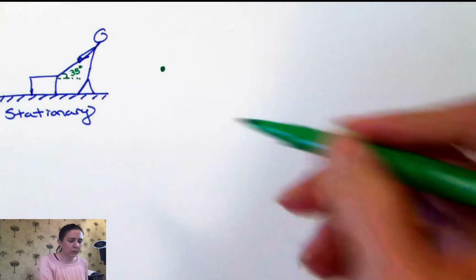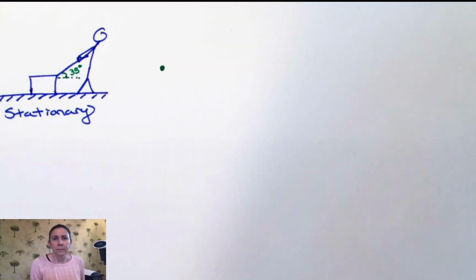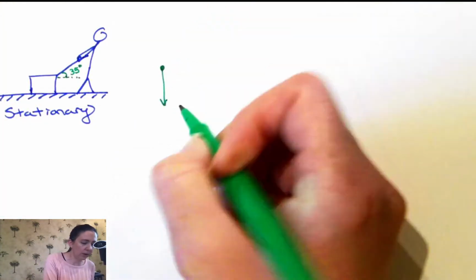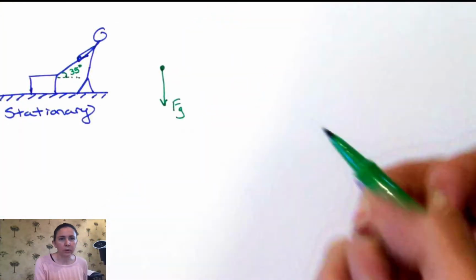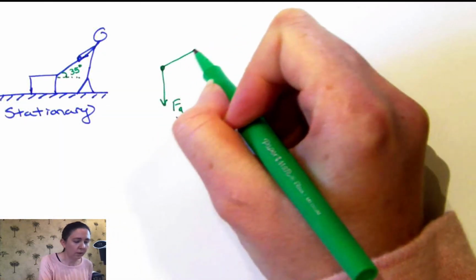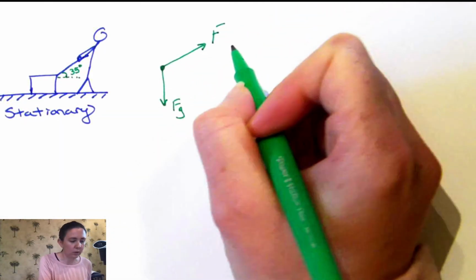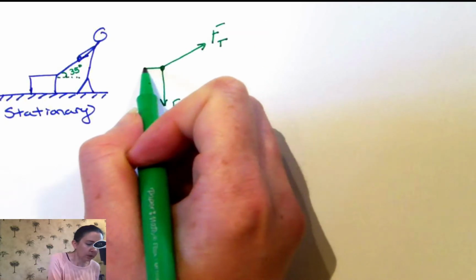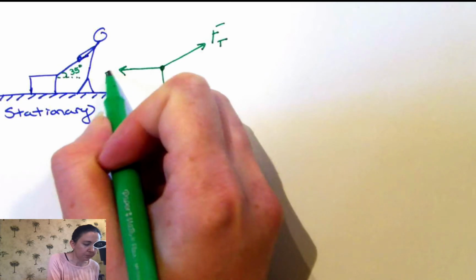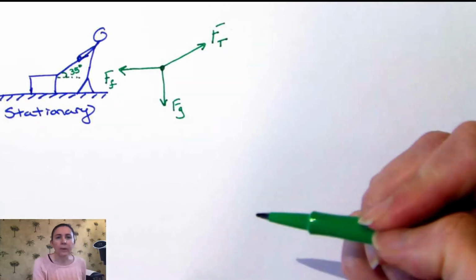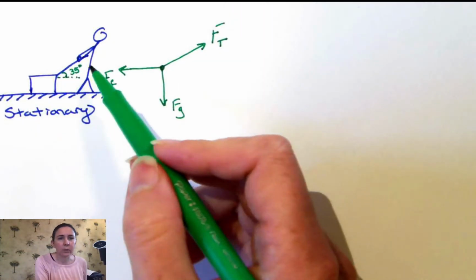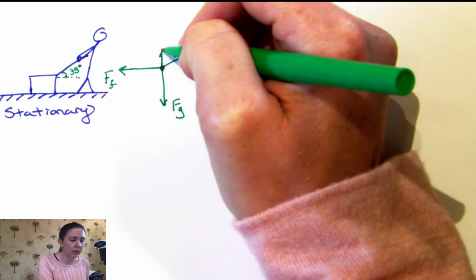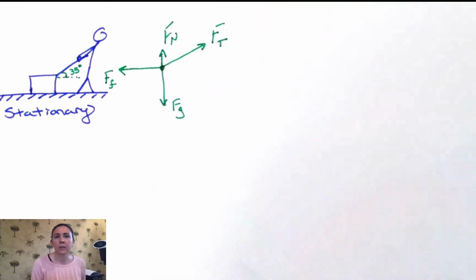We have the force of gravity on the box pulling downwards, we'll have the force of tension pulling at this 35-degree angle, and we have the force of friction backwards. And then we have the normal force. Because this guy's pulling up on the box, the normal force will be less than the force of gravity. So maybe it looks like this.